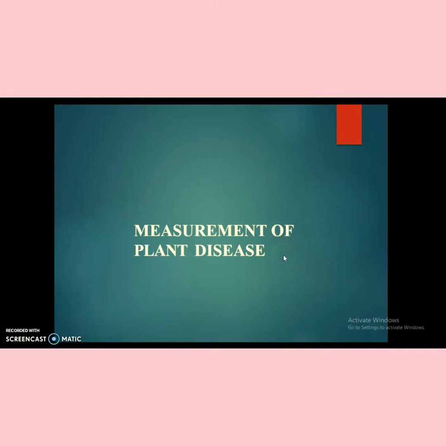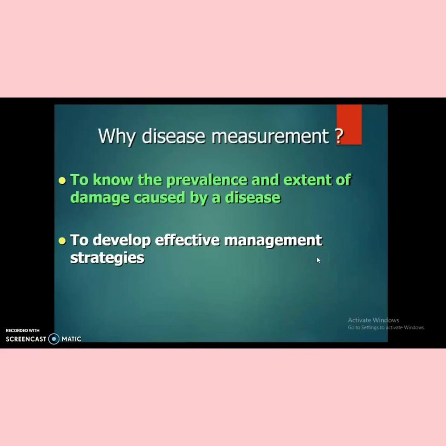So coming to our topic, why do we need to measure disease? We need to measure disease to know the prevalence and extent of damage caused by a disease, and to develop effective management strategies like integrated disease management.